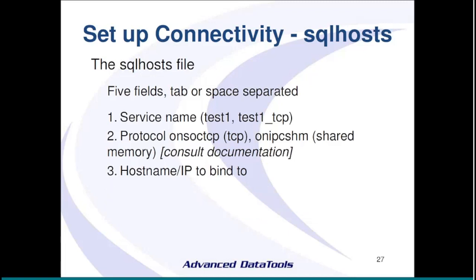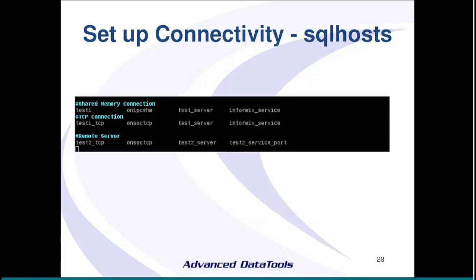This is what a sqlhosts file looks like. We have our instance name of test1. This is going to be the shared memory connection, so it's local only, so it's onipcshm. The server itself is actually called testserver, so that's the third one. And then we're going to call it the Informix service. I just gave that as a generic one as the fourth one. So this would be something I would have added to the /etc/services file. I'll show all of this in the demo in a few.